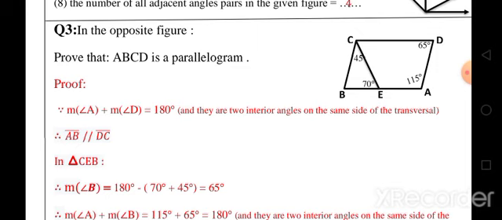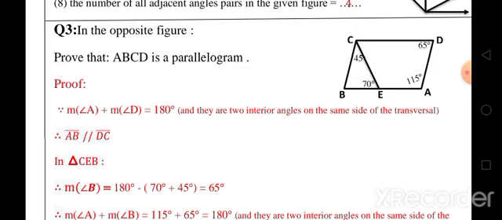To prove that ABCD is a parallelogram, look well. Here we have the measure of angle A equal 115 degrees and the measure of angle D equal 65 degrees, and they are two interior angles on the same side of the transversal. Their sum equals 115 plus 65 equals 180 degrees. So AB will be parallel to CD.